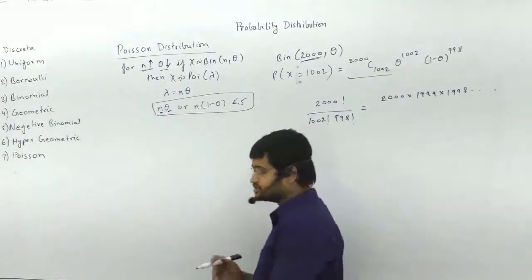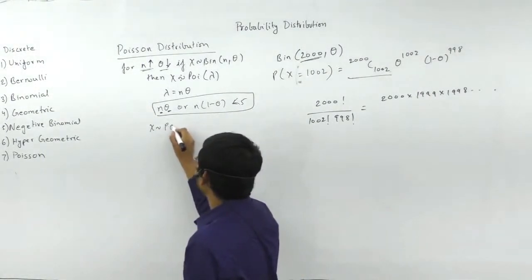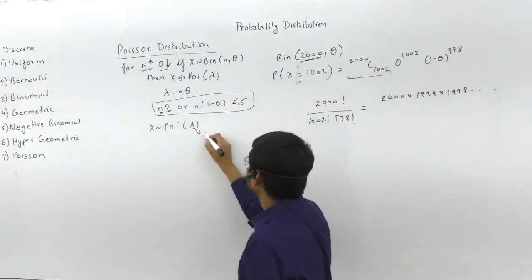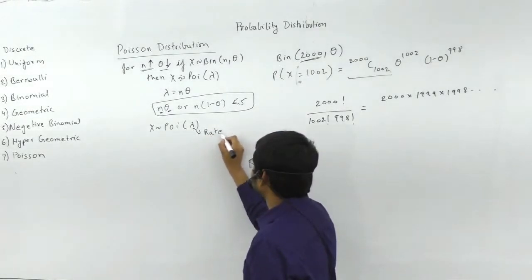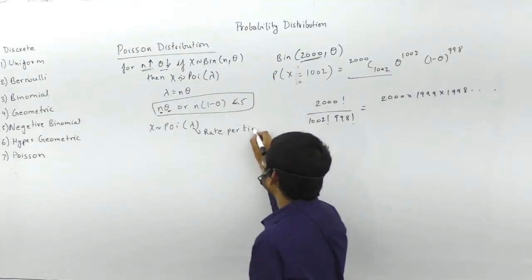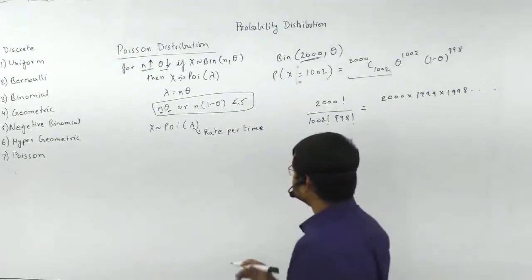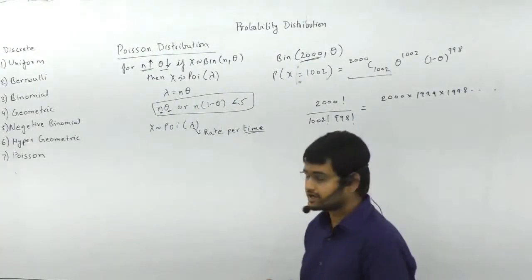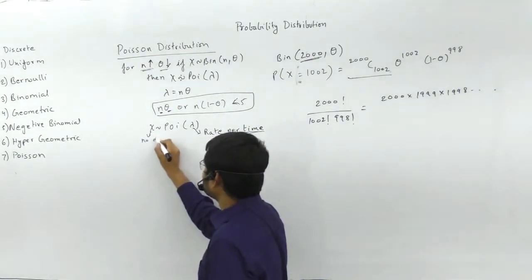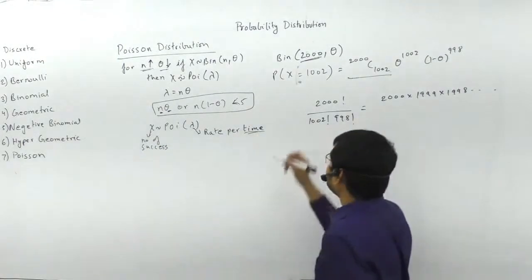First, let's study the Poisson distribution. For the Poisson distribution, I would say X follows a Poisson distribution with parameter lambda. Now lambda is the rate of success per time. It is some rate given per some time; it might be per day, per year, per month, anything. And X is the number of successes, just the same as in the binomial distribution.